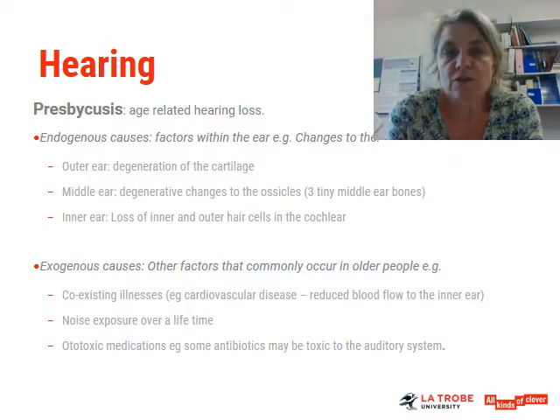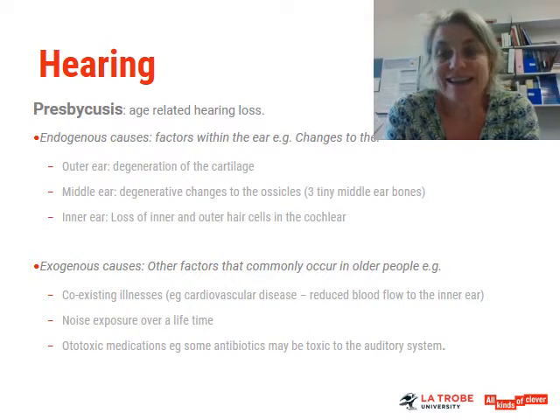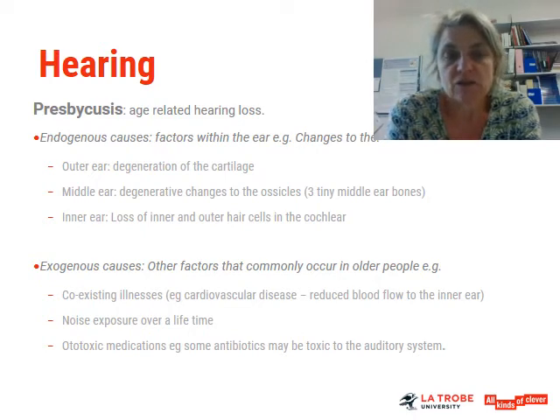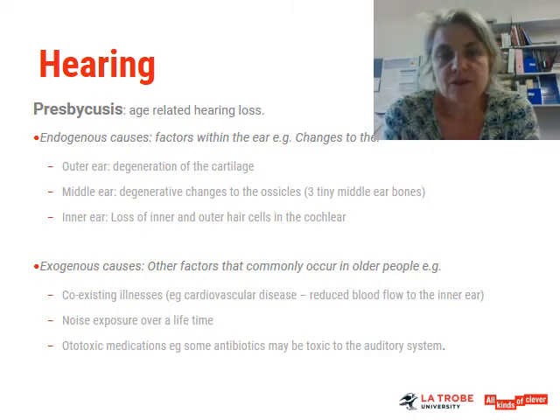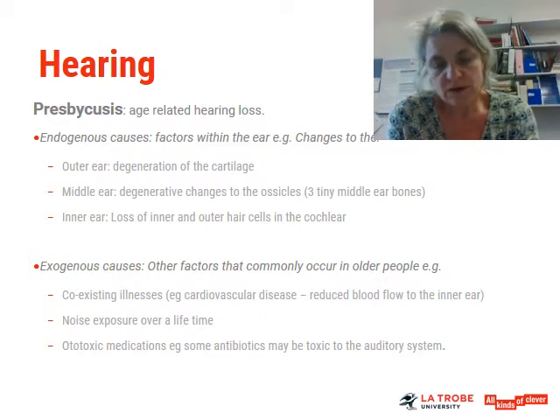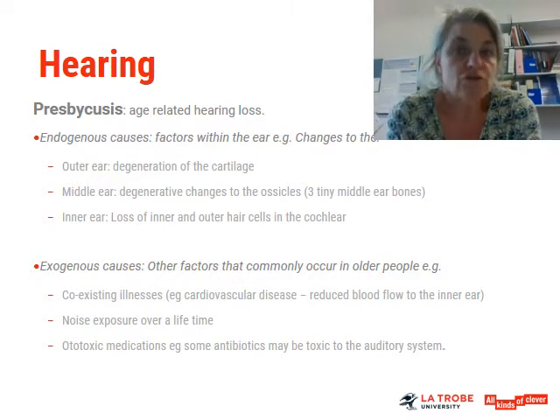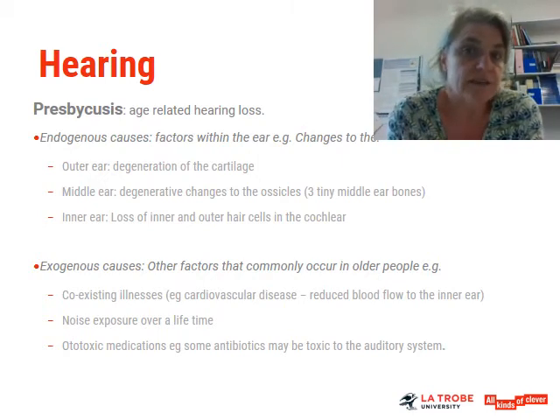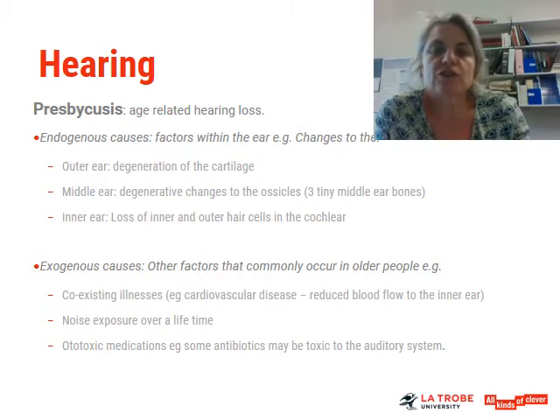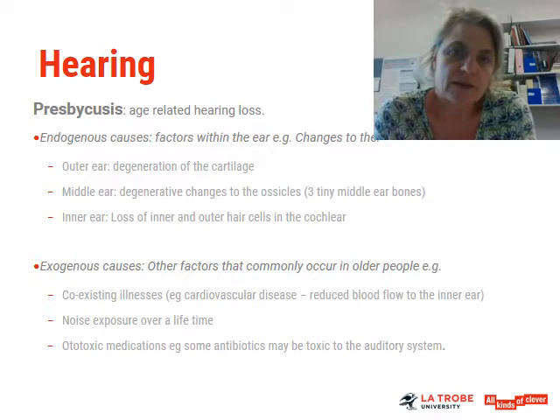And there can also be, just with the process of aging, changes in the inner ear. There can be loss of the hair cells in the cochlea. So there are some reasons why the naturally occurring process of aging can affect the structure and function of the ear. But there are some other external causes that can also impact a person's hearing.